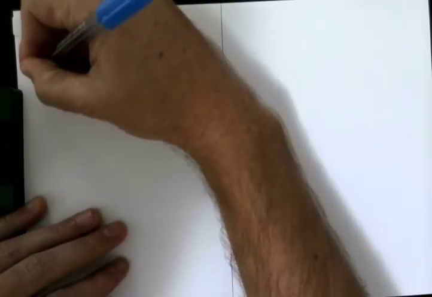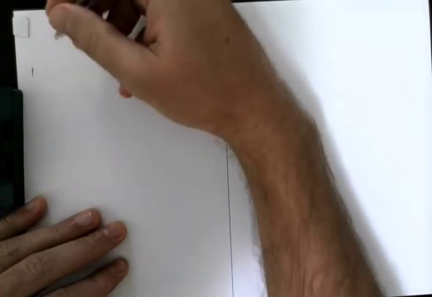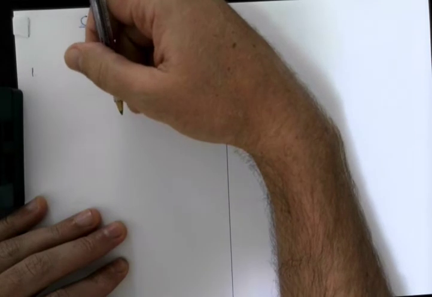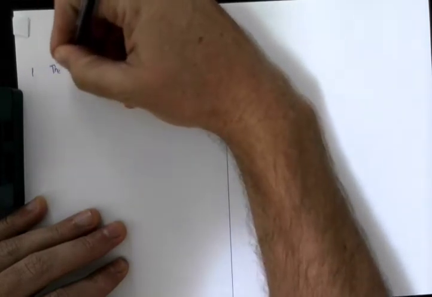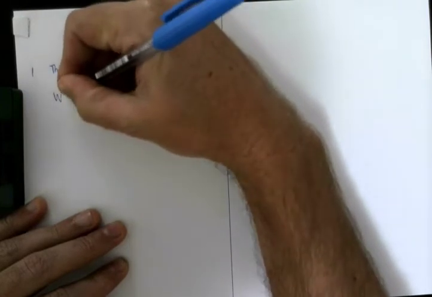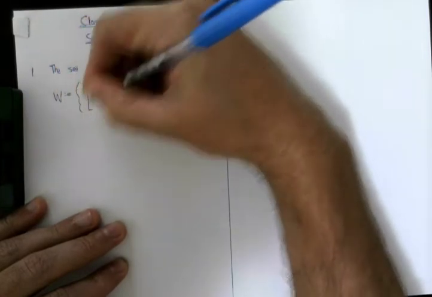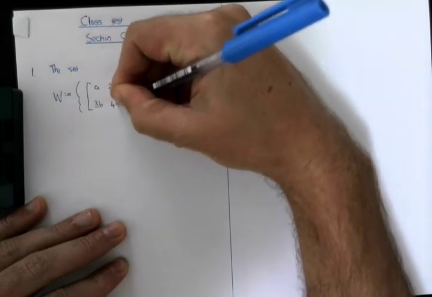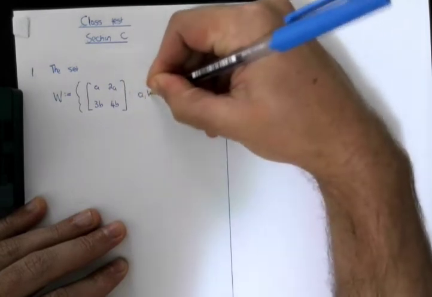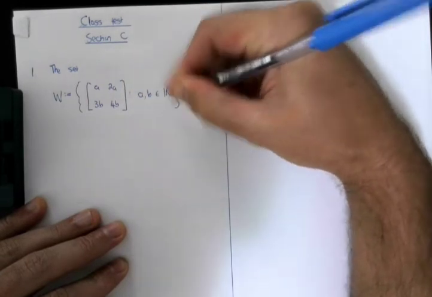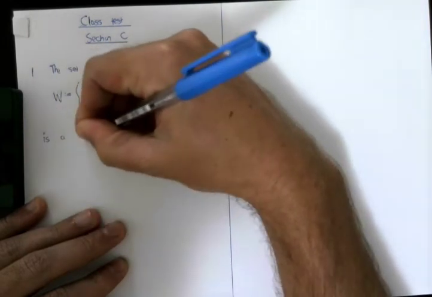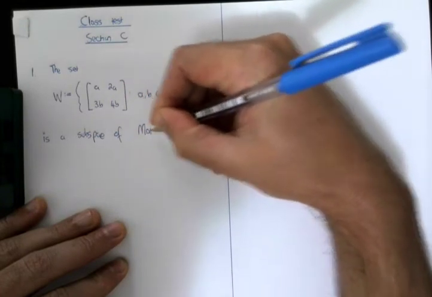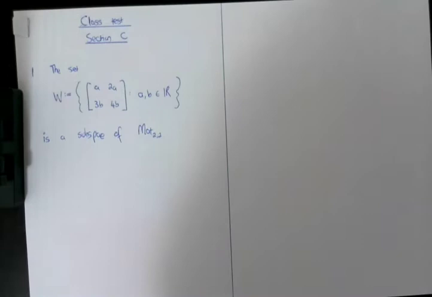Okay, so the first statement in section C, which you have to check is true or false and prove either way, is that the set W, defined as the set of all matrices of the form A, 2A, 3B, 4B, where A and B are real numbers, is a subspace of the vector space of 2 by 2 matrices. Okay?